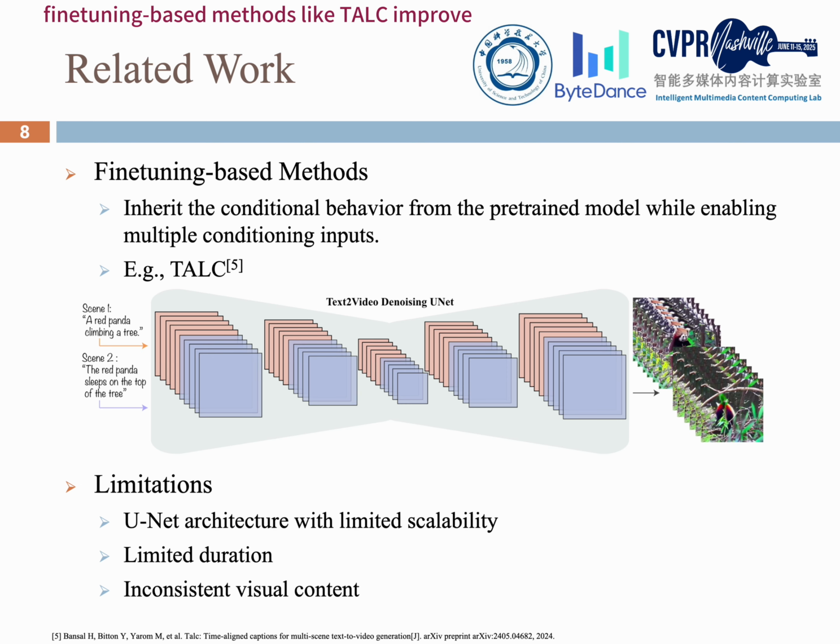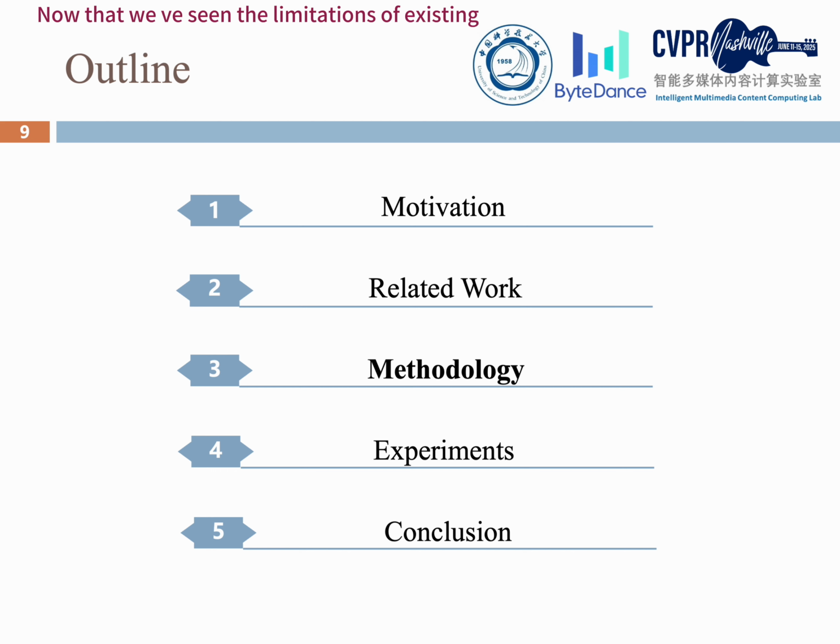Lastly, fine-tuning-based methods like TALC improve multi-scene capabilities by adapting the conditional input, but they are often limited by the scalability of the underlying UNet architecture and struggle to maintain visual consistency. Now that we've seen the limitations of existing approaches, let's dive into our proposed method, Mask²DiT, which is specifically designed to support long, controllable, and coherent multi-scene video generation.